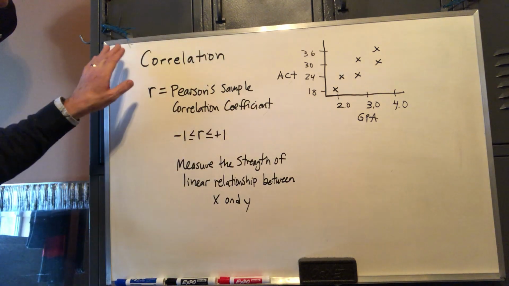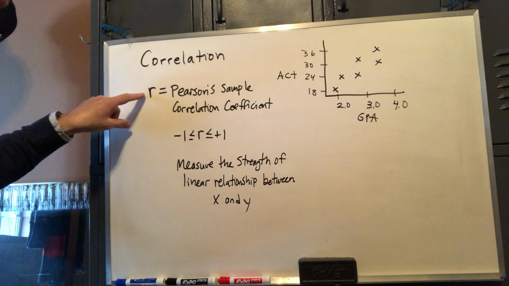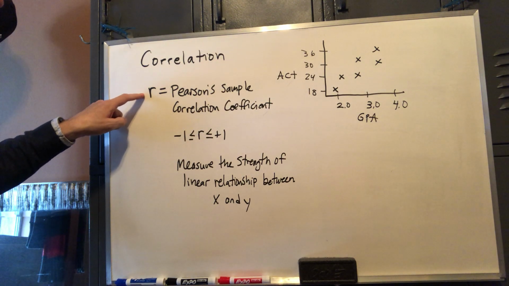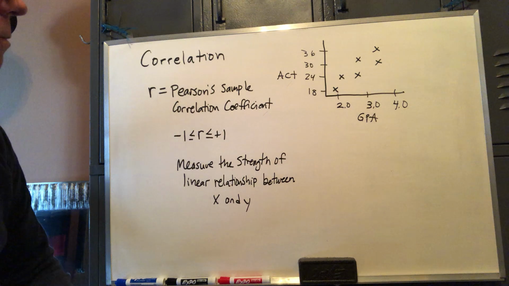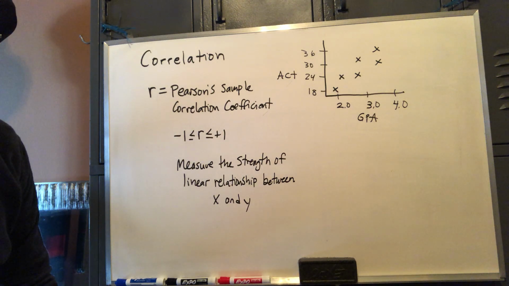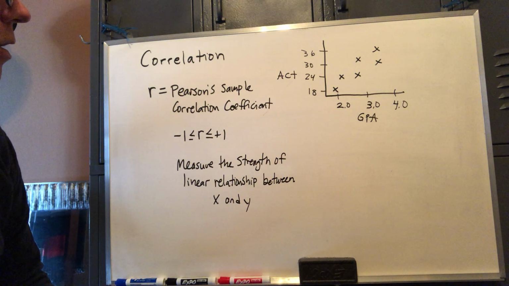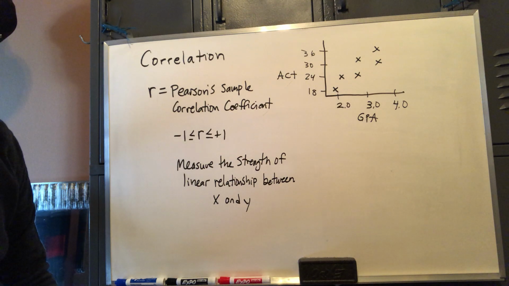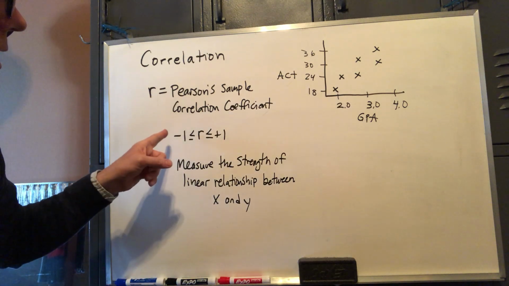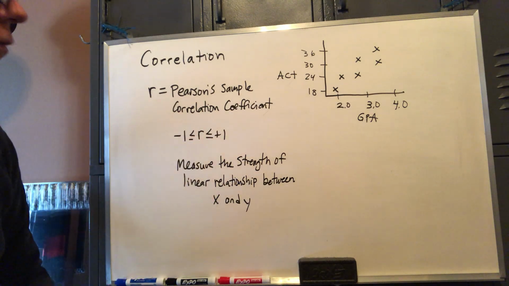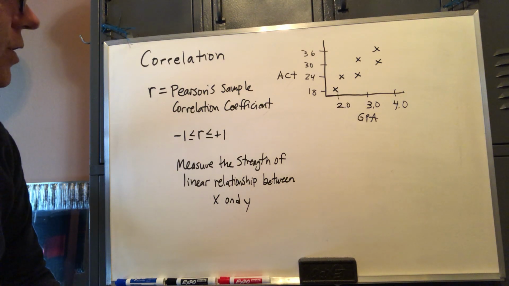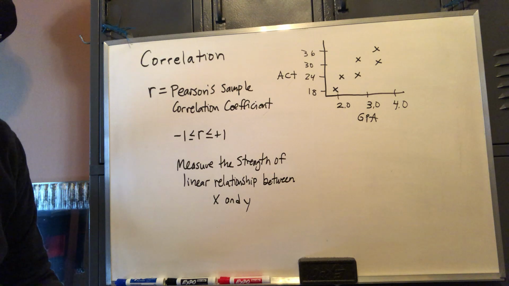All right, so we're going to talk about correlation. We're going to use the letter r now, lowercase r, and that represents Pearson's sample correlation coefficient. It's named after the man Carl Pearson. And r has a numerical value somewhere between -1 and +1. And what does r do? r measures the strength of the linear relationship between x and y.